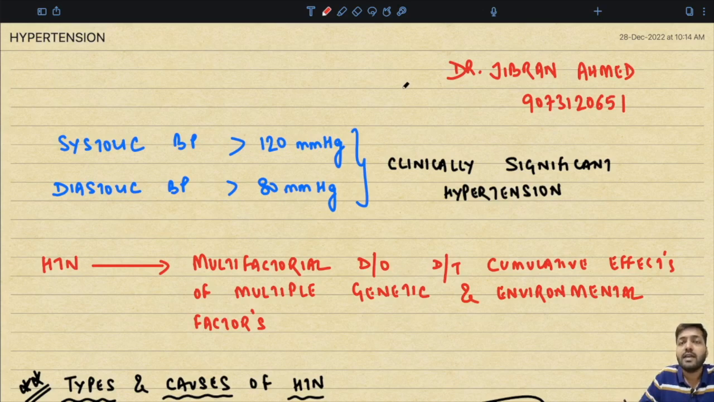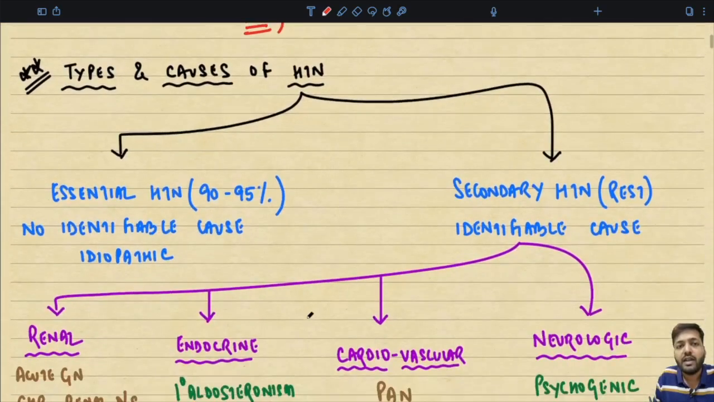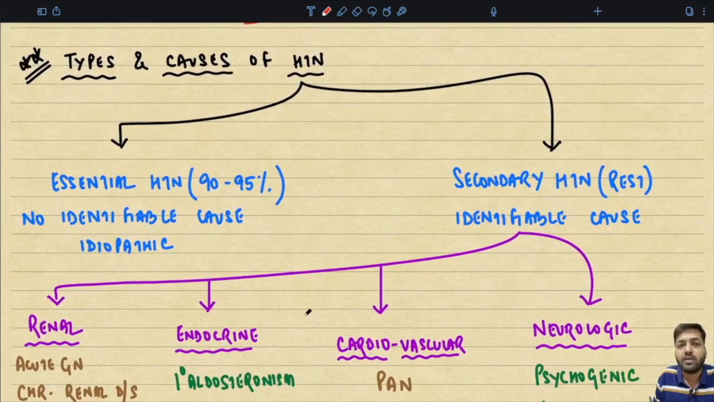So what is clinically significant hypertension? According to the latest guidelines, any systolic blood pressure more than 120 millimeters of mercury or any diastolic blood pressure more than 80 millimeters of mercury is regarded as clinically significant hypertension. Hypertension is a multifactorial disorder due to cumulative effects of multiple genetic and environmental factors. So let us see what are the different types and what are the causes of hypertension.